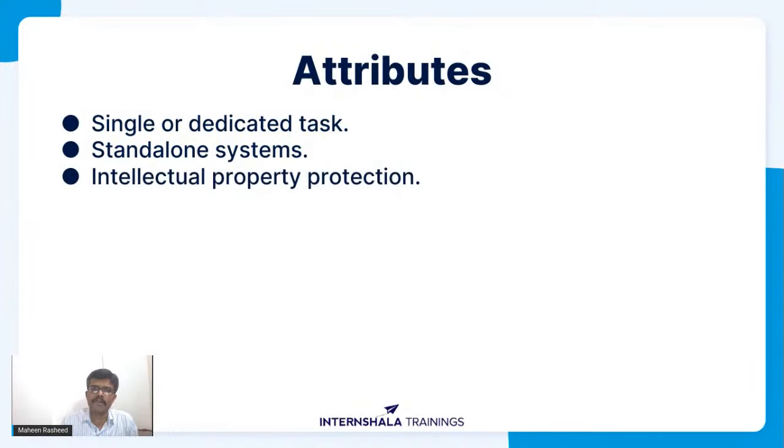The third most important property of an embedded system is intellectual property protection. You know that in a competitive market, the technology of the product is very important. The competitor should not copy your product. With an embedded system, this technology is within a program. This program is burnt inside a silicon chip. Without having the know-how of how to retrieve this information from the silicon chip using external hardware, you can't actually copy the product. So intellectual property protection is enabled in an embedded system by design. These are the three most important attributes of an embedded system.